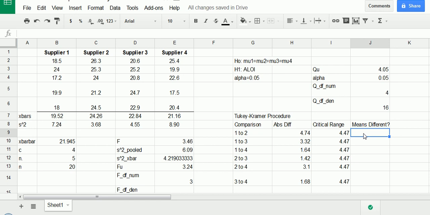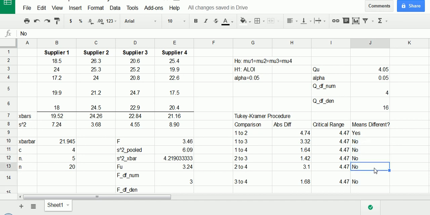Okay, all right, back to here, and the final step in the Tukey Kramer procedure is to compare the absolute difference between a pair and the critical range of that pair. So if the absolute difference is greater than the critical range, then that pair have significantly different means. Okay, so we can just simply eyeball this, and we can say yes or no. And by yes, I mean yes, the means are significantly different between supplier 1 and supplier 2. And you see why I said that, because 4.74 is greater than 4.47. If we quickly scroll down, glance down the rest of these, you see that none of the other ones are going to be significantly different. So the answer to the rest of these is no, they are not significantly different.